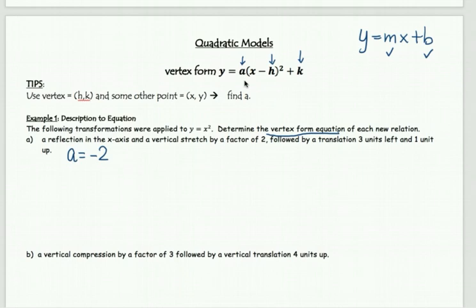Okay, maybe I had it at the top, but I'll write these notes in here as well, just so you can use it as a reference. So that's the reflection. This is the vertical stretch or the vertical compression. This is, remember, the left and right movement, and this is the up and down movement, okay?